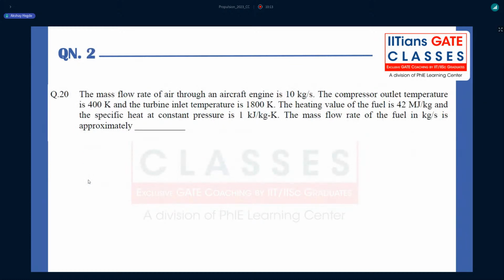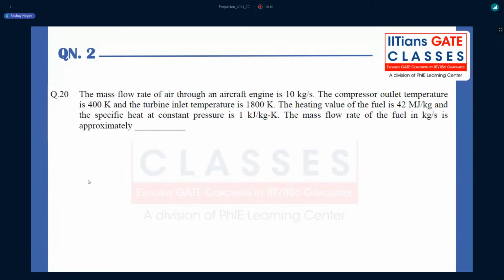The mass flow rate of the air through an aircraft engine is 10 kg per second. The compressor outlet temperature is 400 Kelvin and the turbine inlet temperature is 1800 Kelvin. The heating value of the fuel is 42 megajoules per kg and the specific heat at constant pressure is 1 kilojoule per kg Kelvin. The mass flow rate of the fuel in kg per second is approximately? Again, it's an extended version of the previous problem.